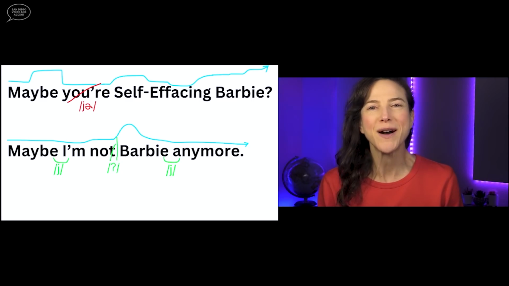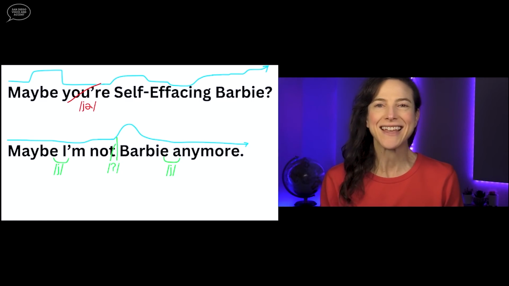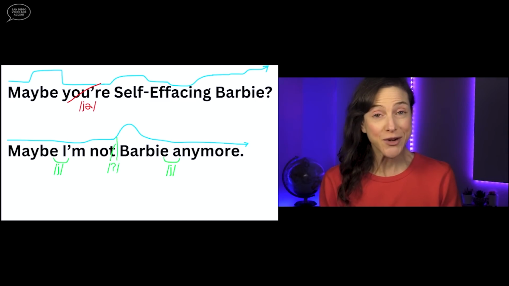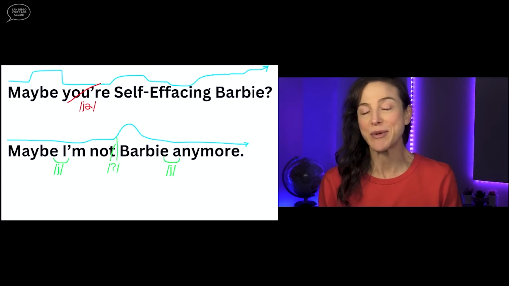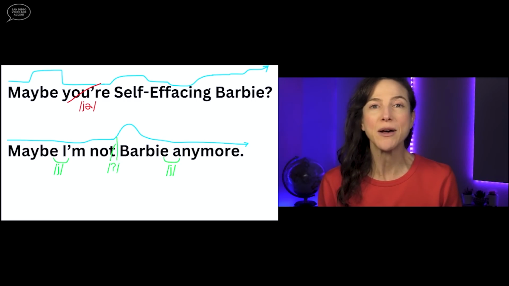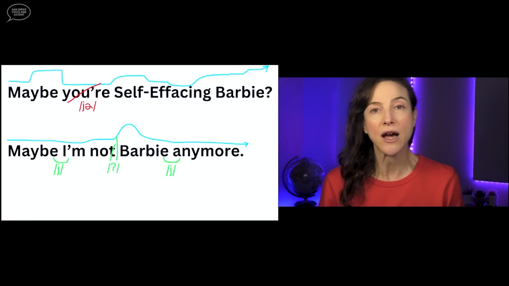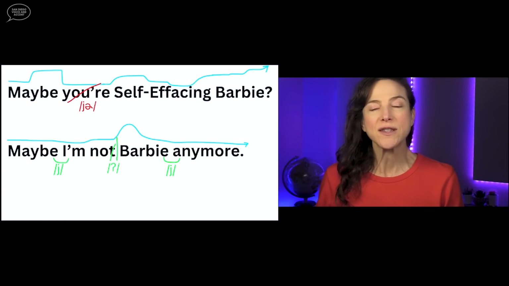Okay, now let's move on to the next sentence. This again is actually 2 sentences spoken by both of the characters again. The first character is the creator of Barbie, and the second character is Barbie herself. And we'll talk about the intonation that I hear them use. So you're going to see the light blue line indicate the intonation, or the melody of their voices, as they say these lines. So this first line, maybe you're self-effacing, Barbie.